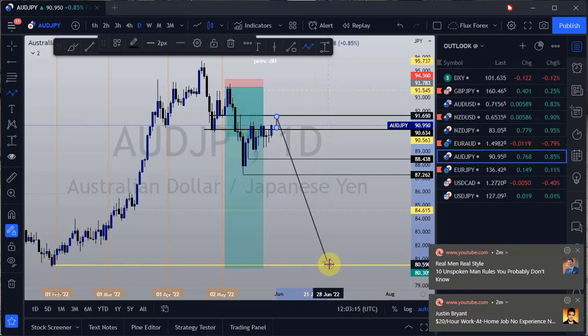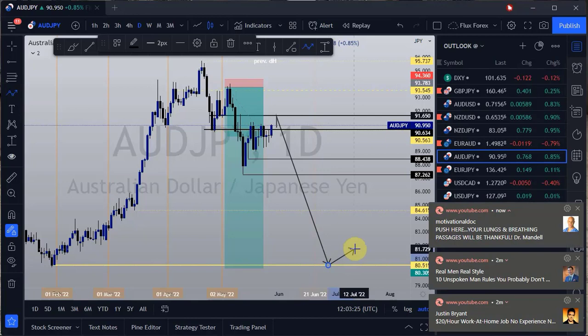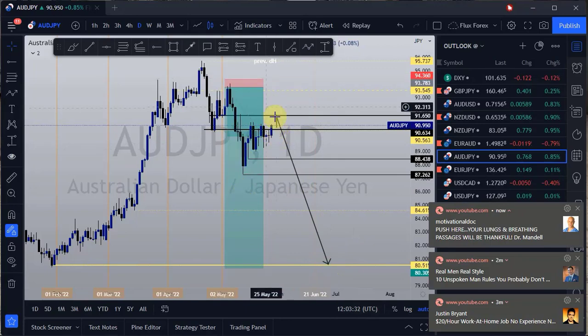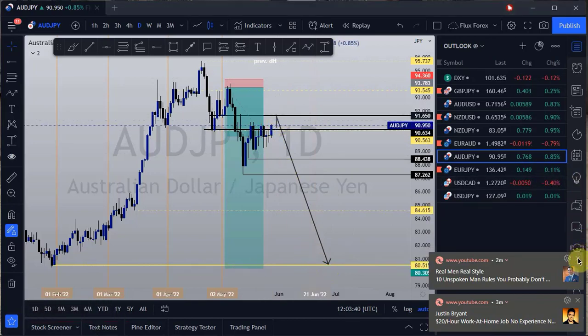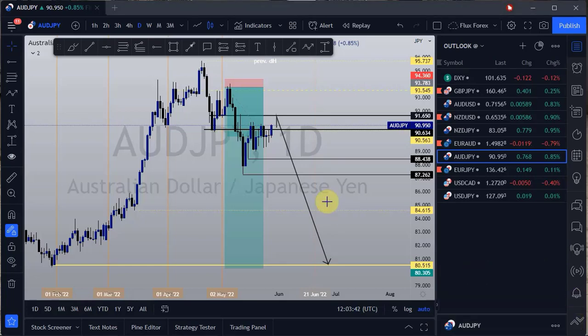Ultimately, this is my final zone where I'm expecting to see price get to. Going into this week, I want to see price push a little bit up, and then we see a push to the downside. So that is my expectation on AUDJPY going into this week.